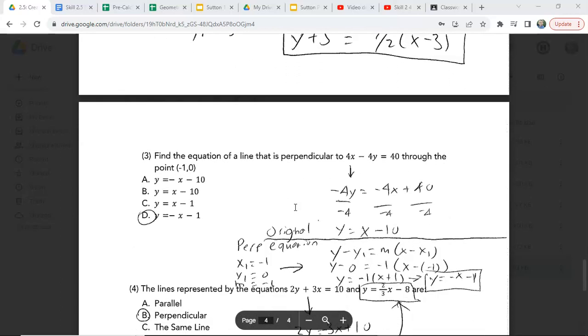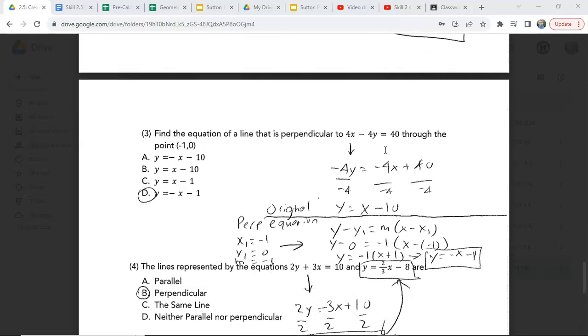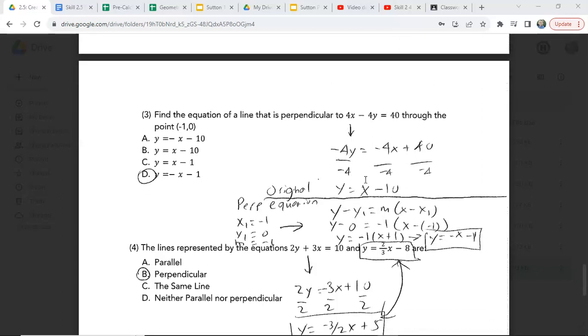Find the equation of a line that's perpendicular to this line through this point. So you need to find the slope of this line first. We would need to subtract 4x on both sides and then divide by -4. And you get y equals x minus 10. So if we want a perpendicular line, the perpendicular slope is going to be -1. And then it needs to go through this point. So -1 is also our x1 value, and then our y1 value is 0.